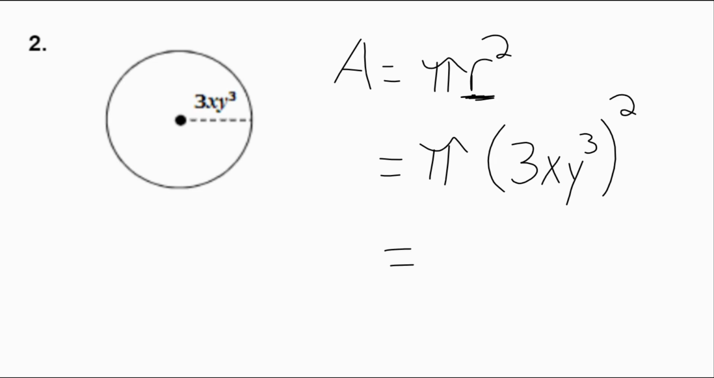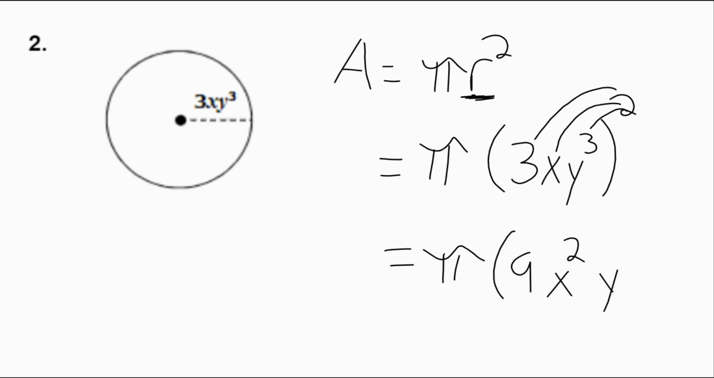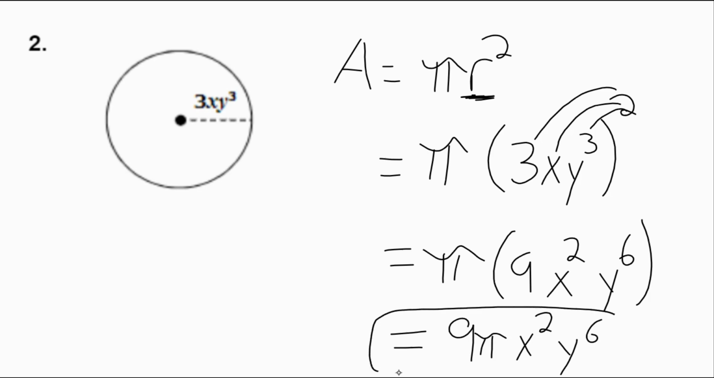So if I multiply 3xy cubed to the power of 2, this would be pi times, I need to bring the 2 to the 3, to the x, and to the y cubed. 3 squared would be 9, x to the 1 times 2 is x squared, and then y cubed would go to y to the 6th. So I'd have 9x squared y to the 6th times pi. So if I just write this in better terms, I'd have 9 pi times x squared times y to the 6th. And this would be the area of my circle.